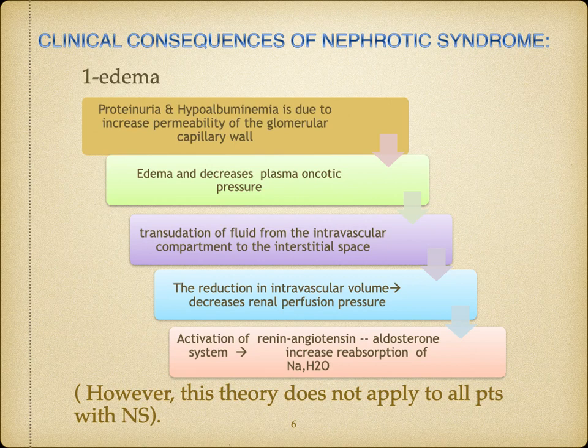As a result of reduced intravascular volume, there will be an increase in the secretion of vasopressin and atrial natriuretic peptide, which along with aldosterone will result in increased sodium and water retention by the tubule. Sodium and water retention therefore occur as consequences of intravascular volume depletion. However, this theory does not apply to all patients with nephrotic syndrome.